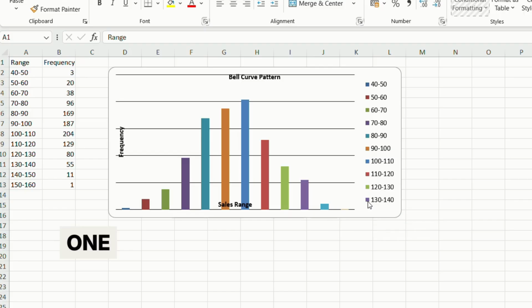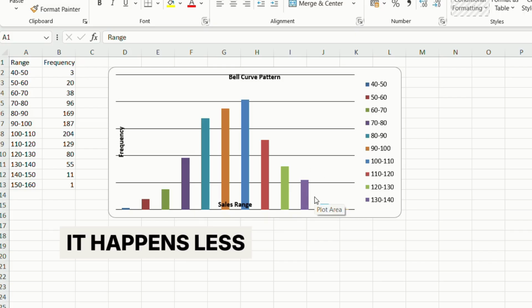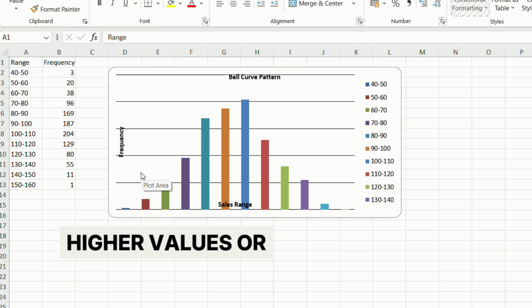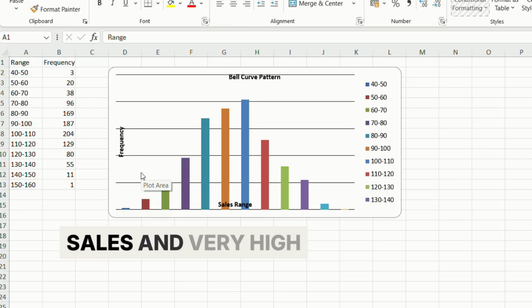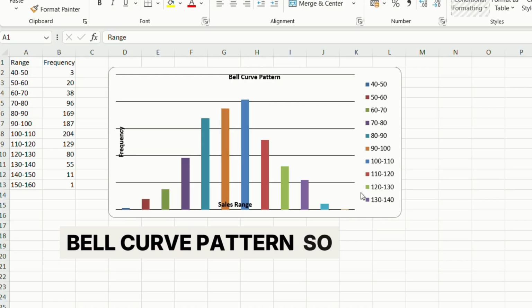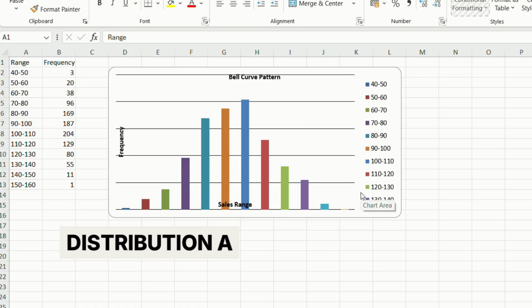This 130 to 140, the purple one, right? It happens less often. And the higher values tell us very low sales and very high sales happen less often. Together these bars start forming a bell curve, right? The bell curve pattern. This is called a normal distribution, a bell curve.